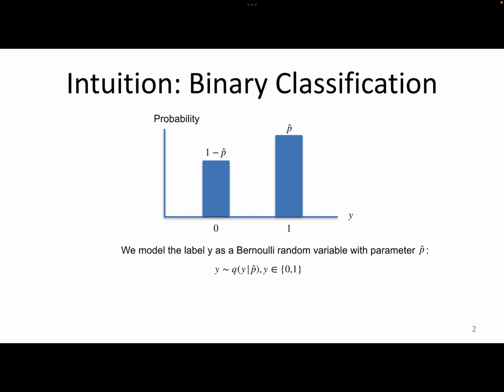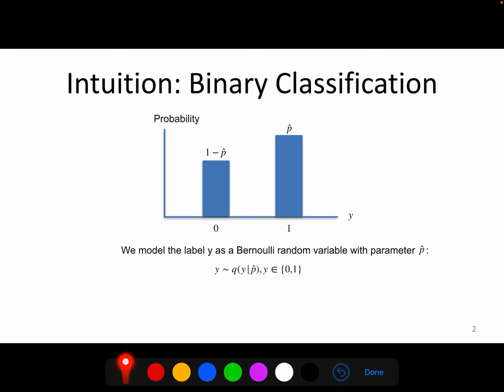Let's start with binary classification. We model the label y as a Bernoulli random variable with parameter p. Here, the model predicts a probability of p when y equals 1, and the model predicts a probability of 1 minus p when y equals 0. If the model follows the Bernoulli distribution, then the likelihood of observing y is given by this expression.